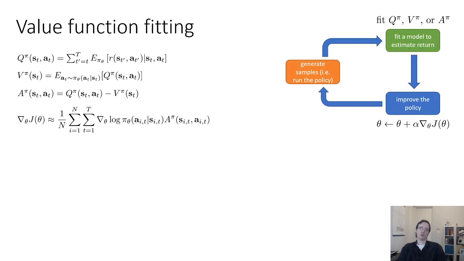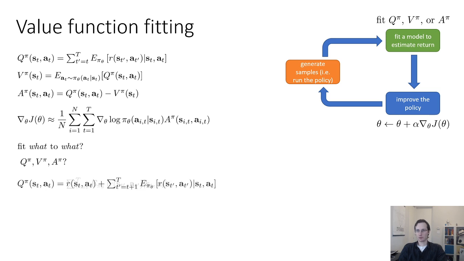Okay, so what can we do? We've got three different objects, Q, V, and A, and they're all related to one another. The one that we ultimately want is A. But if we're going to fit a separate neural network, we can ask, well, what do we fit it to, and what do we fit? So fit what to what? We can fit an estimate of Q pi or V pi or A pi.